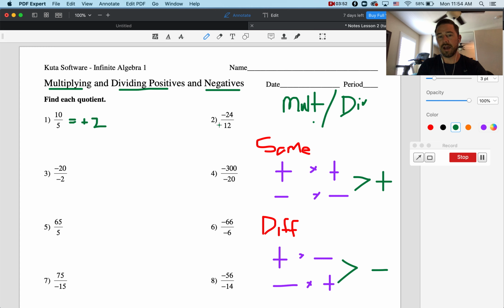We have a negative on the top and we have a positive on the bottom. Those are different signs. Okay, so that means our answer is going to be what type of answer? If they have different signs, it's going to be negative.